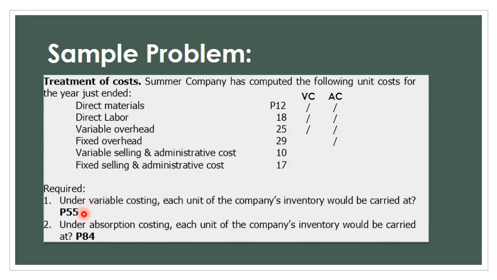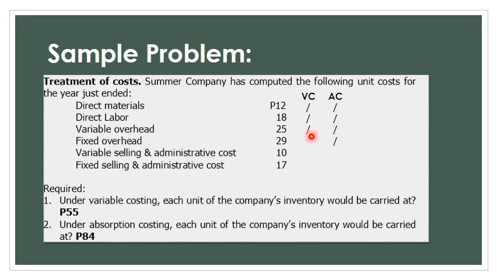The requirements are: first, under variable costing, each unit of the company's inventory would be carried at. So, pwede rin tanongin yung product cost or inventoriable cost. Okay? So, ang kukunin nyo po ay yung product cost using variable costing and absorption costing. So, makikita natin dito, meron tayong checklist na ginawa. So, under variable cost, sabi natin, kukunin lang natin si direct materials, direct labor, and variable.